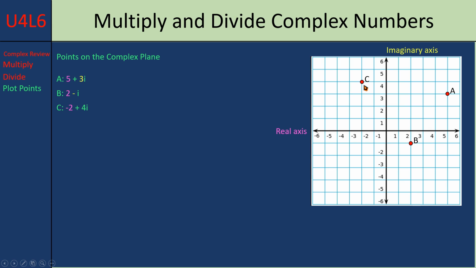C is right here. And then D is just negative 5. There's no imaginary part. So I go to the left 5 and I stay there. No up, no down, because there's no imaginary part. And E is negative 5i. That means there's no real part. I don't go left. I don't go right. I just go straight down to negative 5. That's E.